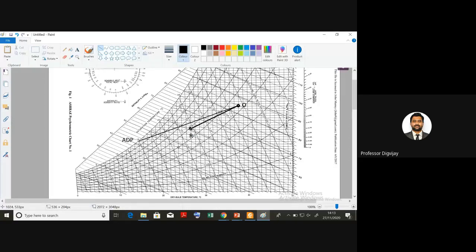Okay, so we have to find out the enthalpy at the room point. Again, I have to follow this line point up to the enthalpy scale. A better way, I will show with the help of a diagram. So this is my point here. What I will do is follow this point up to the enthalpy scale, and I will see where this point meets.